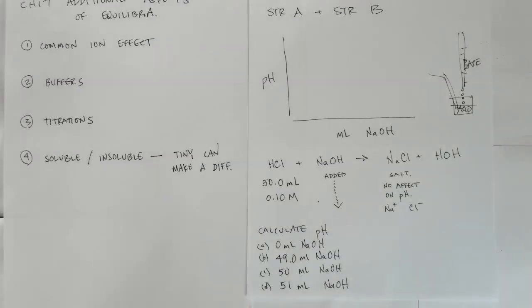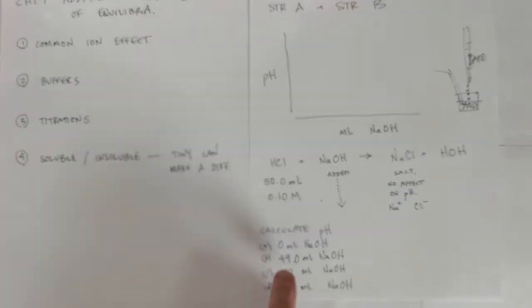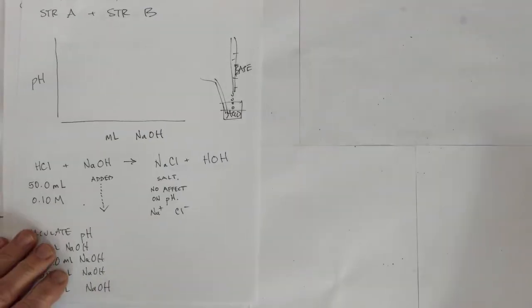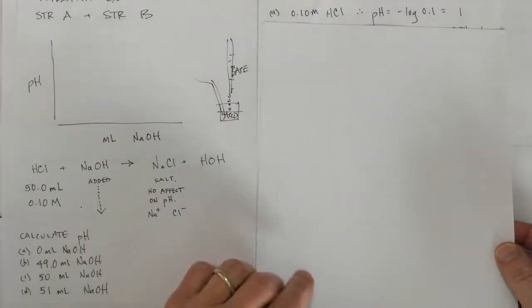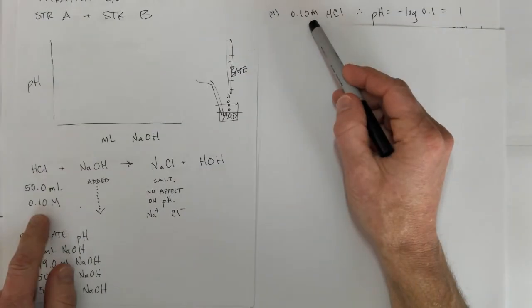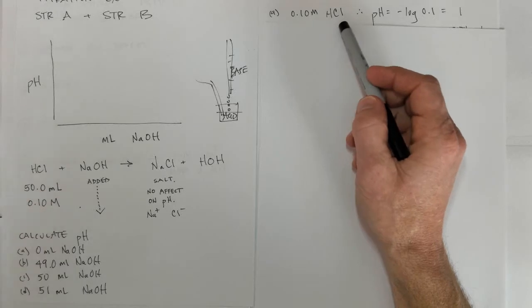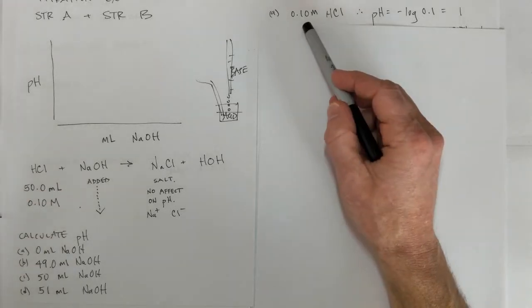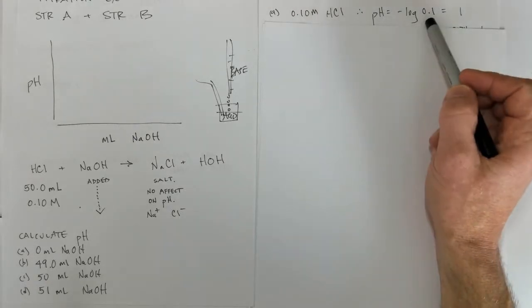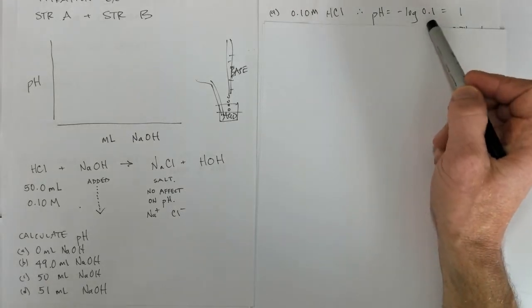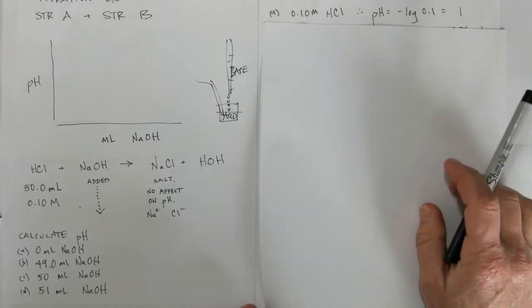So, step number A right here, before we add any NaOH, what is the pH in this beaker? We know we have 0.1 molar HCl, and HCl of course completely dissociates, so we have 0.1 molar H plus ion concentration, and therefore the pH is equal to the negative log of that H plus ion concentration, and since it's 0.1, it turns out to be a pH of 1.